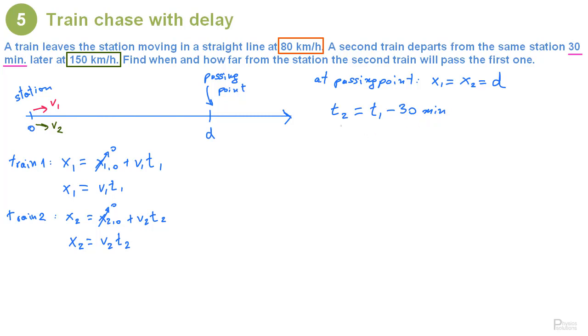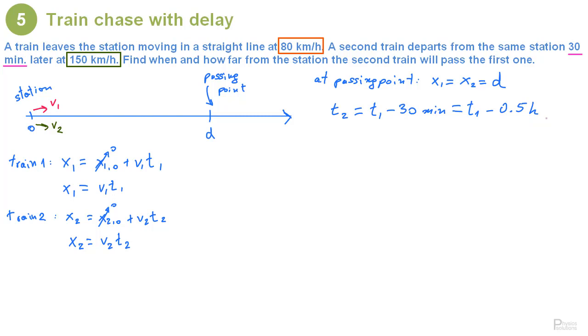So instead of t2 being equal to t1, what we have is that t2 is t1 minus 30 minutes. For the sake of units, and in fact this is very important, just as in previous problems we found that the units of length were different, here the unit of time is different, because the velocity is given in kilometers per hour and the time delay is given in minutes. So we have to transform these minutes into hours. So this is the same as t1 minus half an hour, 0.5 hours. So now we are in the same units, so we're fine.